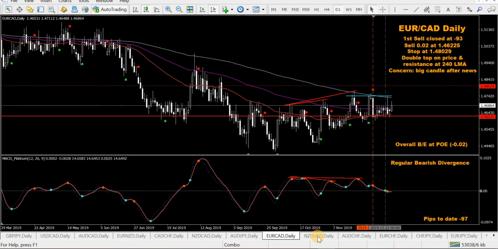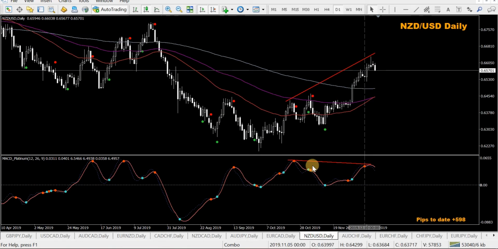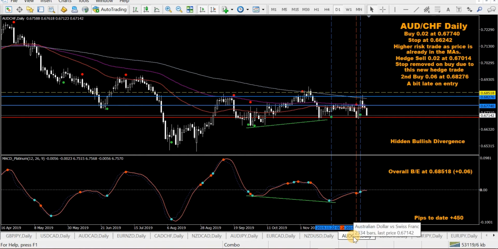So moving right along. New Zealand USD, again, nothing happening at the moment. I like trading this pair. It's gone up a long way. You can see the MACD Platinum's rolling over. It's generally a sign that price will roll over too. Trend lines are in place for a possible, potential, regular bearish divergence. So higher highs on price, lower highs on the MACD Platinum. Still has to be confirmed, but the way it's rolling over at the moment, it may happen tomorrow morning. No trade on at the moment.